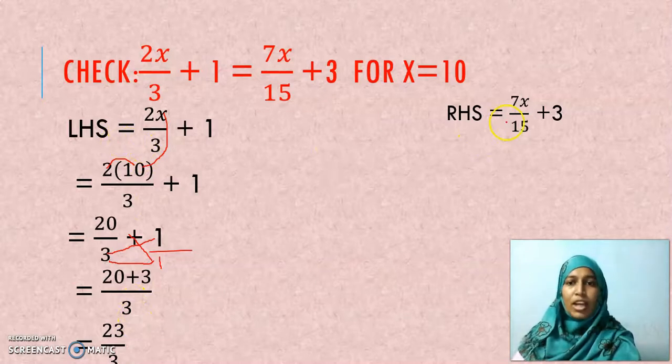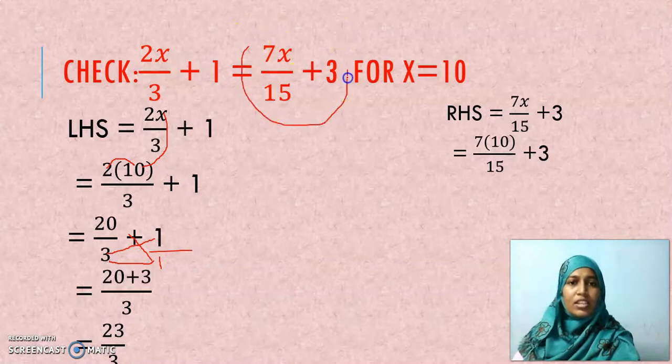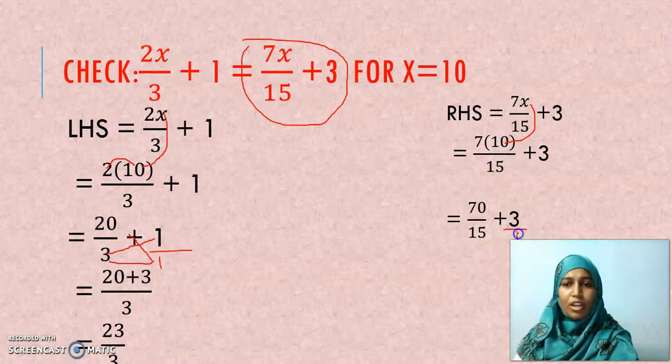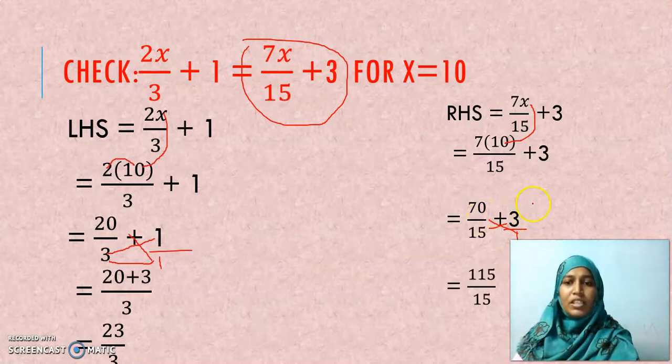What about RHS? This is what is there in RHS: 7x by 15 plus 3. I have written it as it is here. In the place of x, I have substituted 10. 7 into 10 is 70 by 15, plus 3. Again, we have denominators, so cross multiplication. 70 into 1 is 70, plus 3 15s are 45. So we will get 70 plus 45. What is 70 plus 45? 115. That's what I have written here.